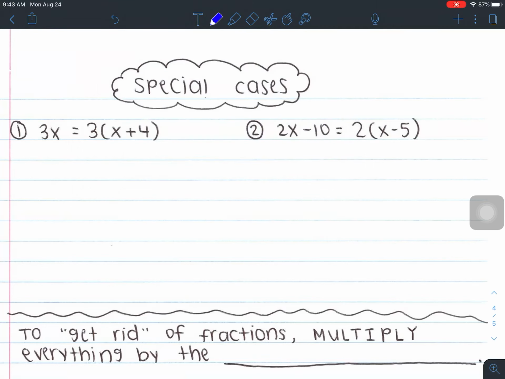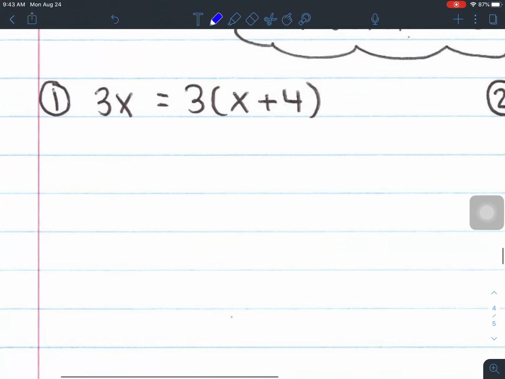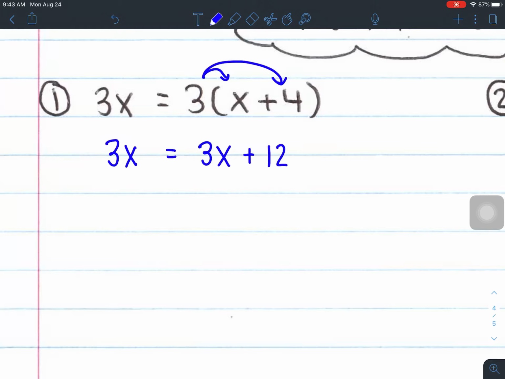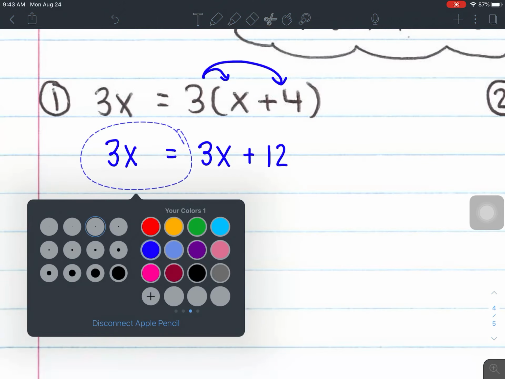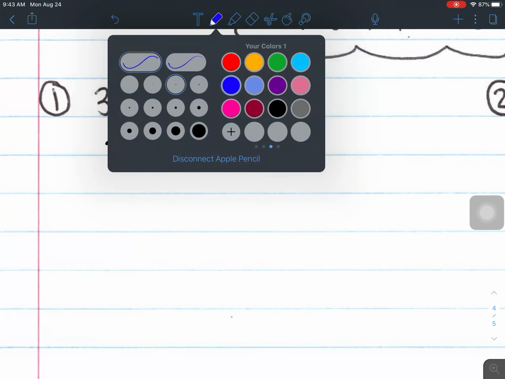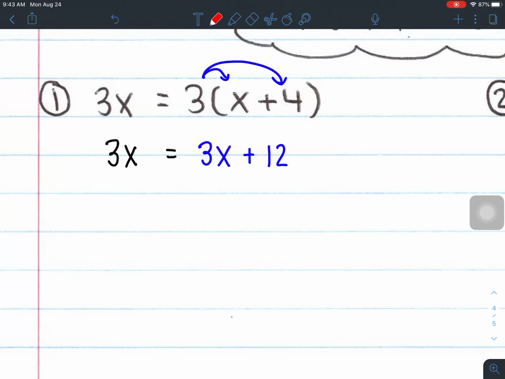All right, so we have 2 special cases that I'm going to go over, and they're called special cases because the answer that you get is not a number answer, really. So let's go ahead and go over number 1. 3x equals 3 times x plus 4. Okay, first thing I notice is I see parentheses, so I'm going to go ahead and get rid of them by using distribution. So 3x equals 3 times x is 3x, 3 times 4 is 12. And I'll go ahead and make these black just so you know that they were the original, that I haven't done anything to those.